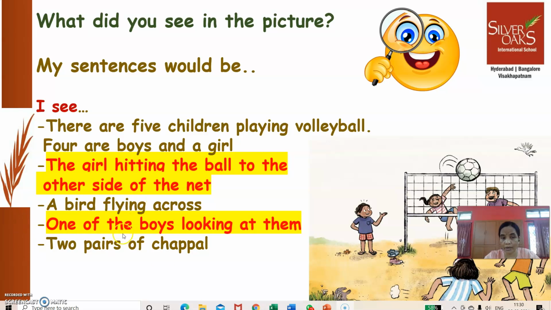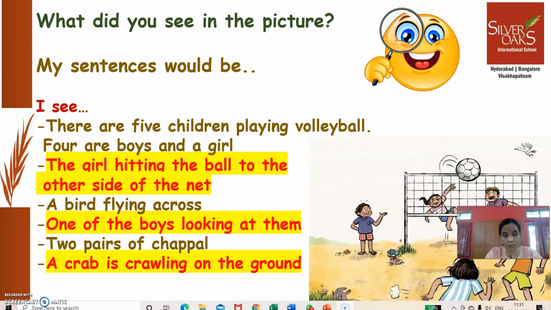So we pointed out one difference between seeing and thinking. You could be right, like, this girl has hit the ball, but in this picture, you don't see her hitting. You only see her legs are in the air, her hand is at the back. So maybe she has hit this ball. Okay? We don't know. And a crab is crawling on the ground. So I see a small crab here, but I don't see it crawling.